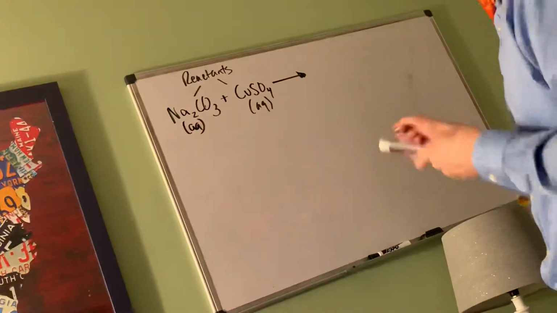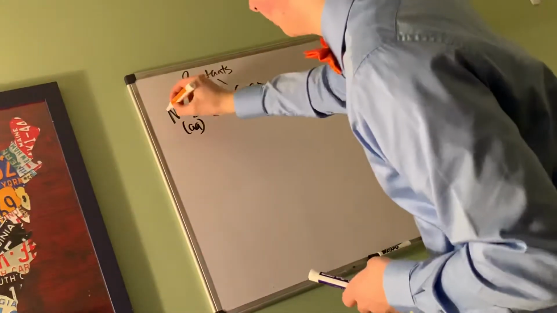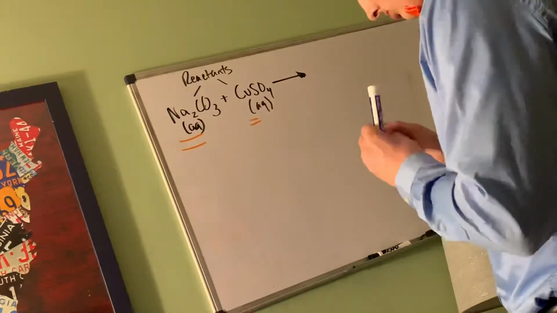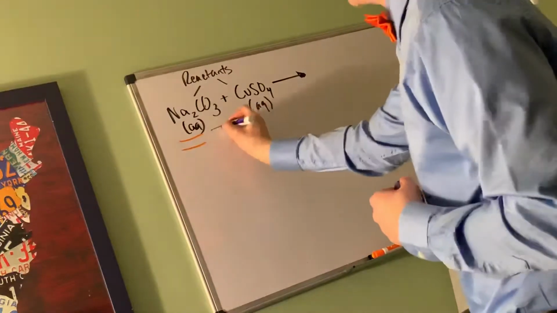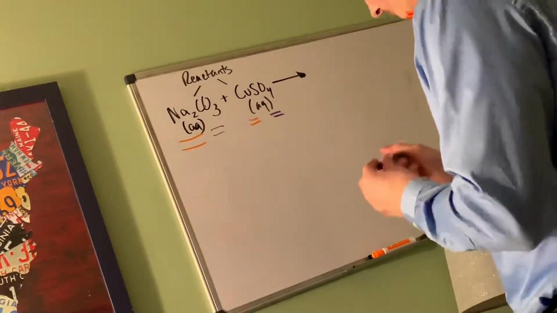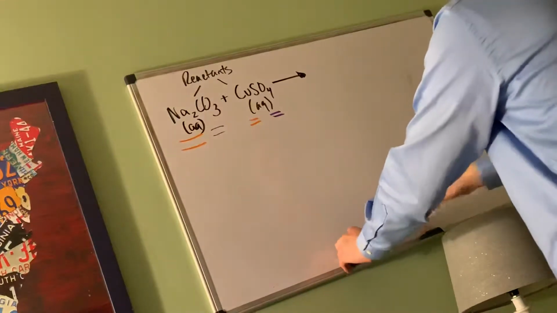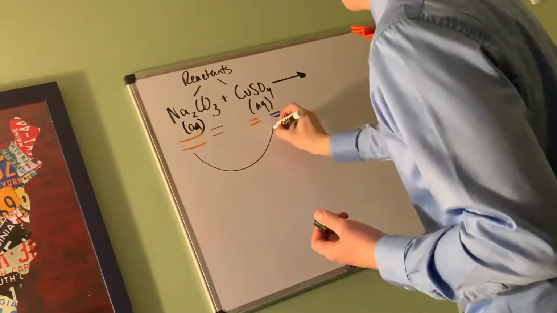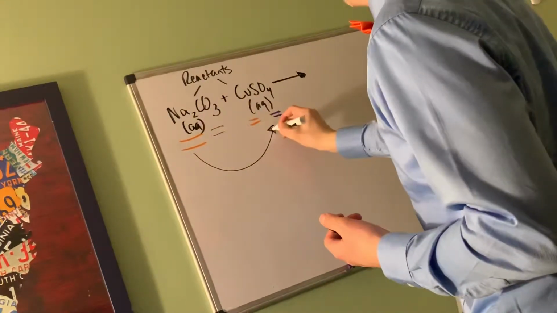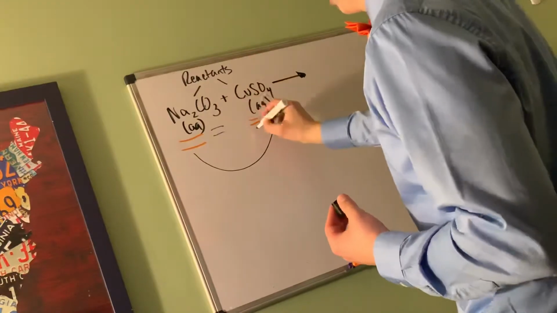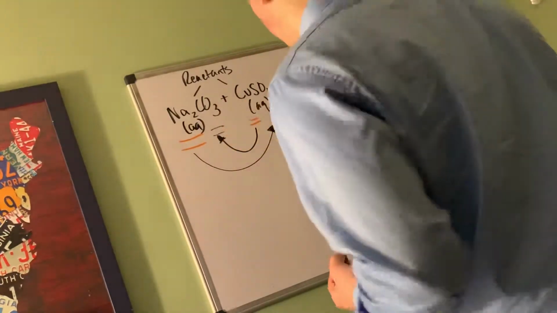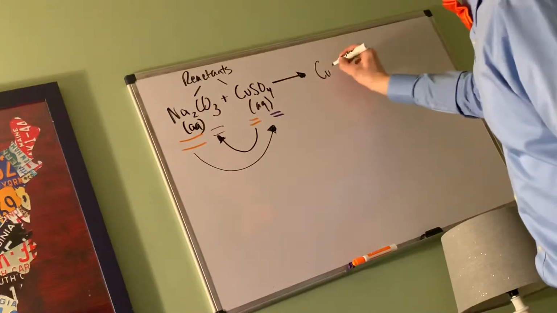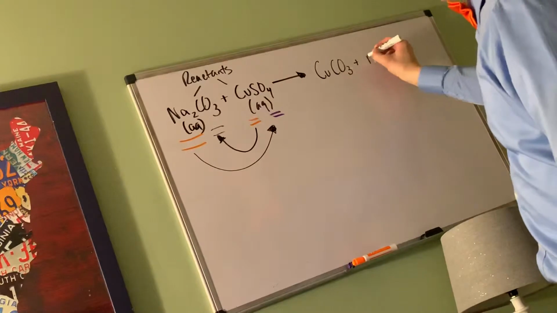Grab different color markers to help you out. This is a metal. This is a metal. Non-metal and non-metal are right here. Next step is we're going to switch them around. Take this orange one, maybe this purple, because we have a metal and non-metal here, and we switch them around. So we have CuCO3 plus NaSO4.